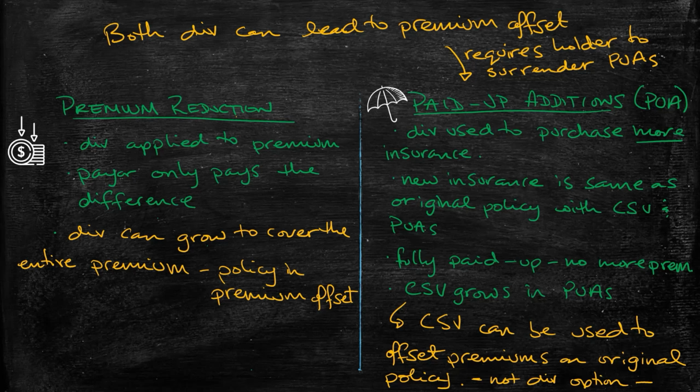So both of these dividend payment options can lead to premium offset. They are not actually necessarily dividend options with the paid up additions, but it can be used for premium offsets. So that's something that's great to remember. And that is all we're going to go through with the dividend payment options and the premium offset. If you're looking for more information, please do check out your study notes, 3.4, 3.7.